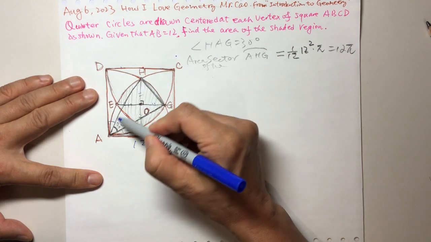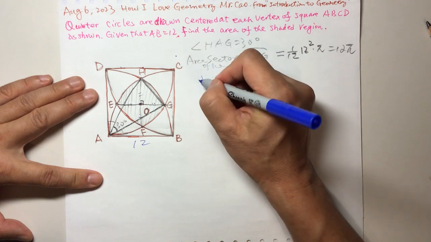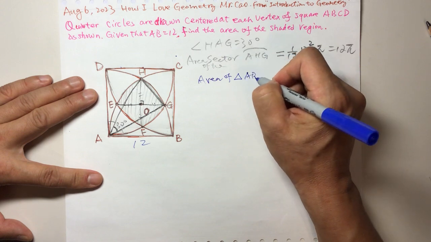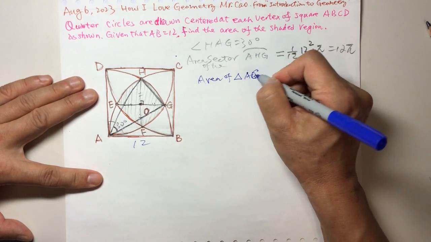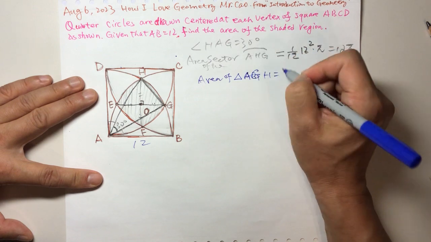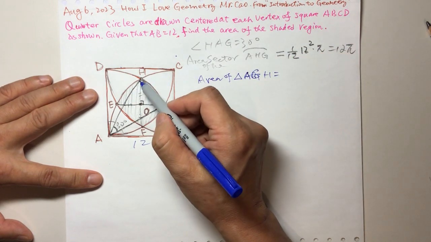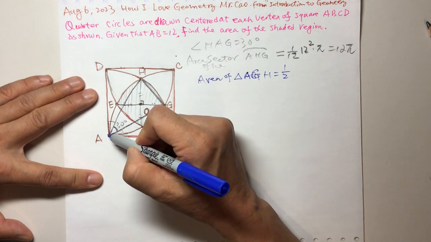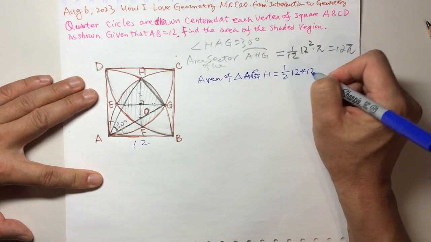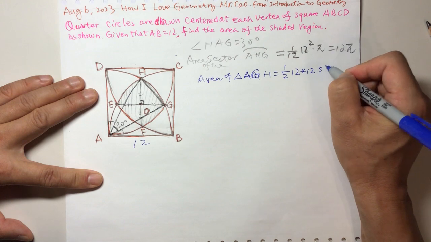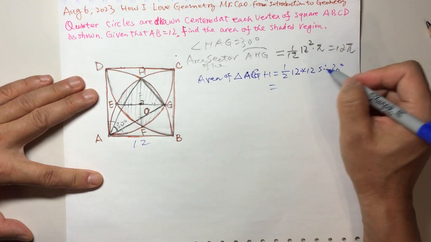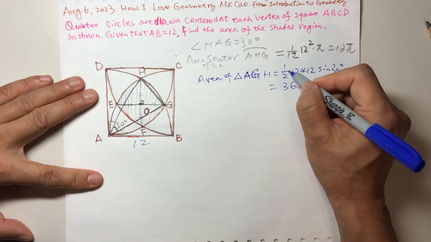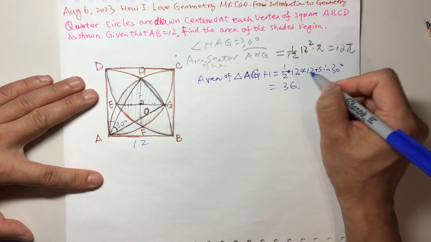And now we want to find this triangle area of triangle AGH. So we can use the formula 1/2 AB sine C. This also, AH is also 12, so 12 times 12 times sine 30 degrees. So it will be, this is 1/2, so 36, correct? 1/2 times 12 is 6, and 1/2 times this 12 is 6.